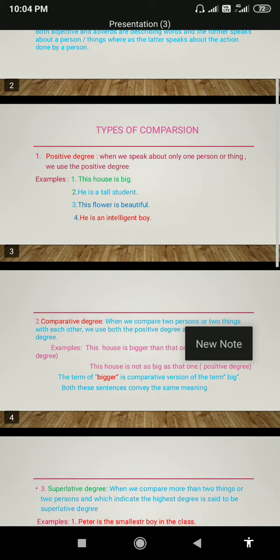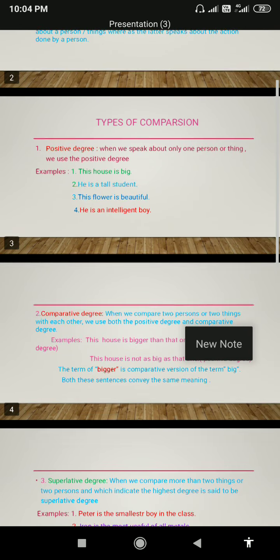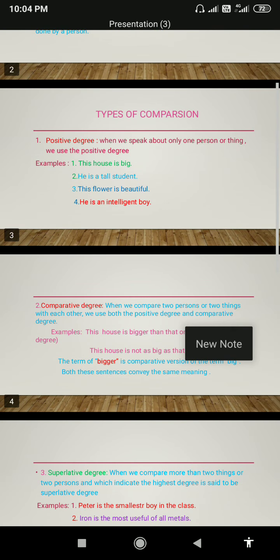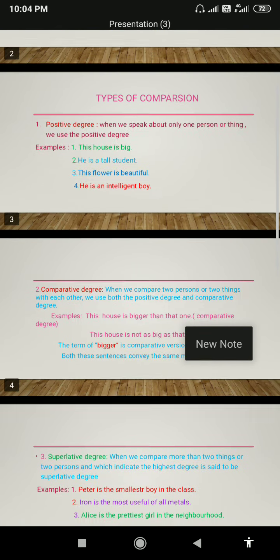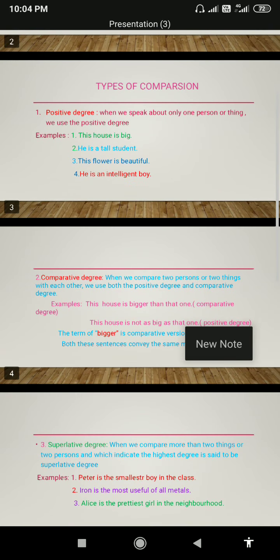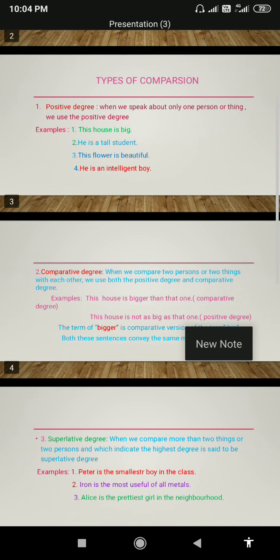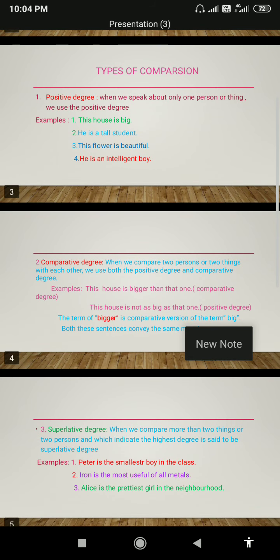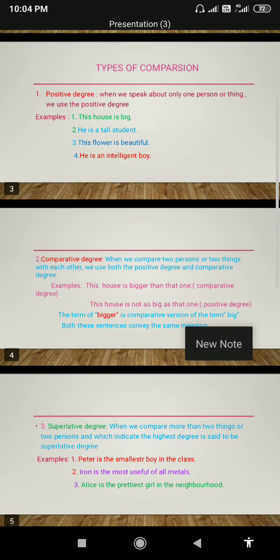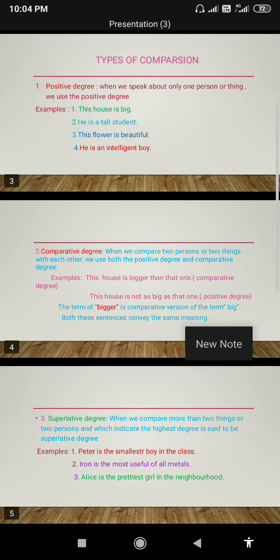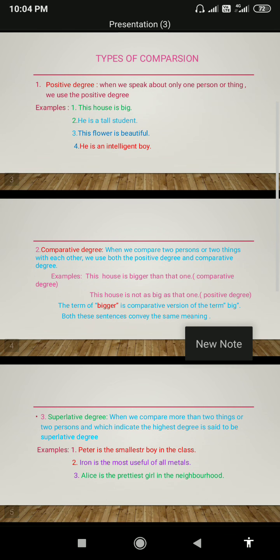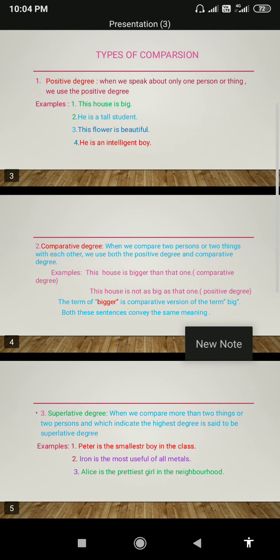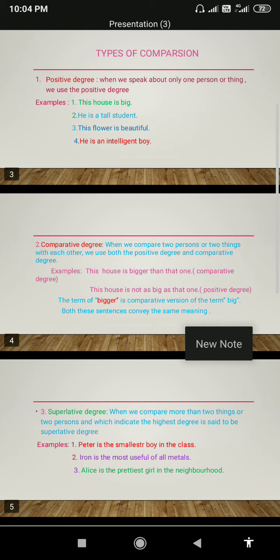When we speak about any one person or thing, we use the positive degree. Understand? Whenever we speak about only one person or thing, we use the positive degree. Observe this example. The first one is, this house is big. The second one is, he is a tall student. The third one is, this flower is beautiful.